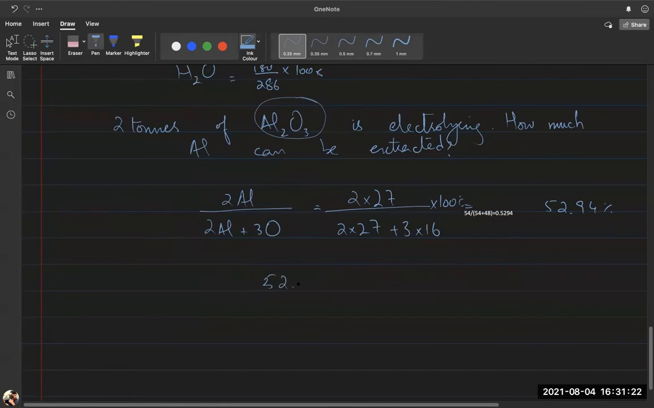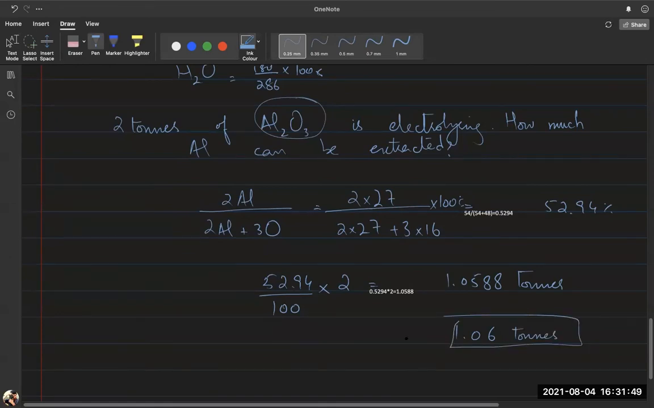So 52.94% of 2 tons is what I will get. I'll simply do 0.5294, because 52.94% is 0.5294, times 2, and that is going to give me 1.0588 tons. I can round this off to 1.06 tons. So out of 2 tons, I will get this much aluminium. So we have solved this question, pretty easy question, right?